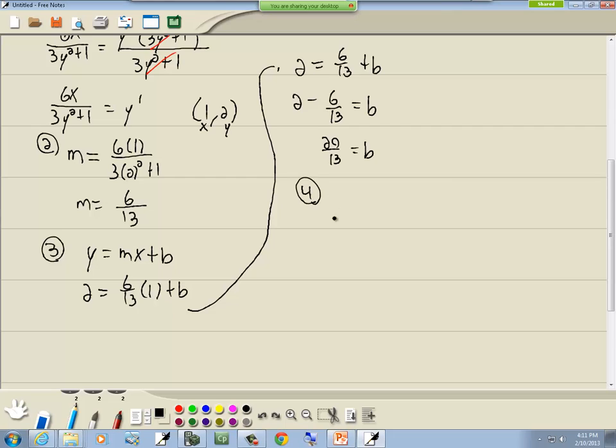And we can't forget step 4. Step 4 says to actually write our answer. We found m was 6/13 in step 2, so plug in 6/13. And we found b was 20/13, so plug that in. And that would be our equation of the tangent line.